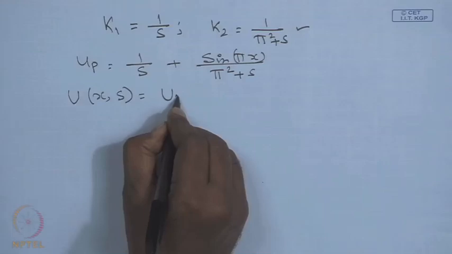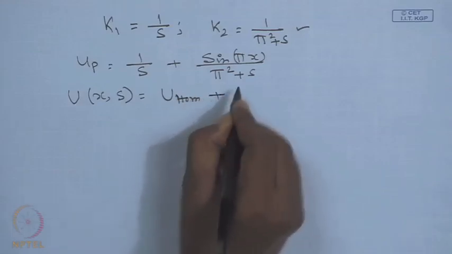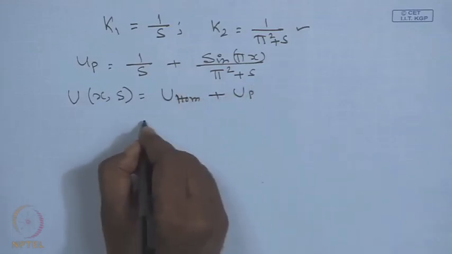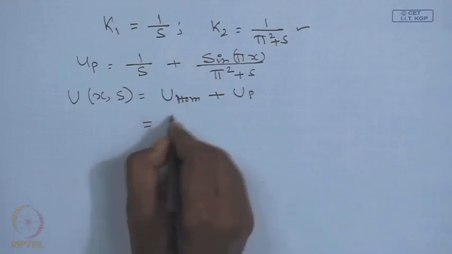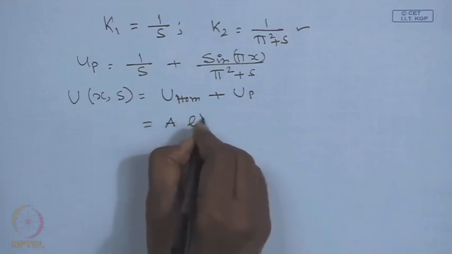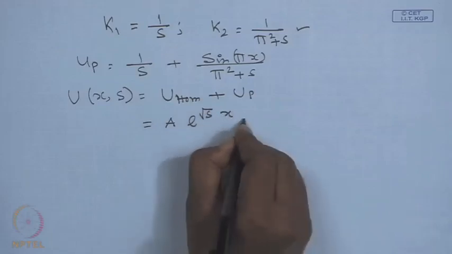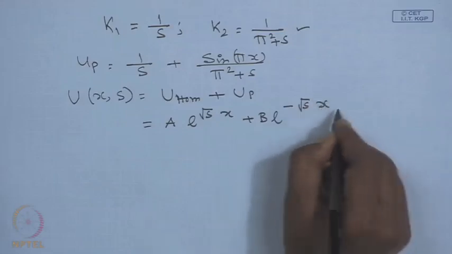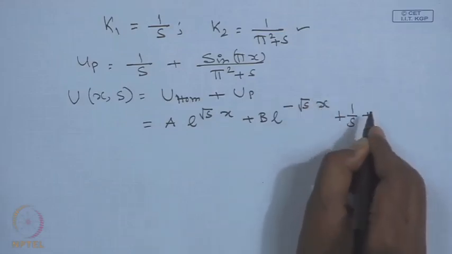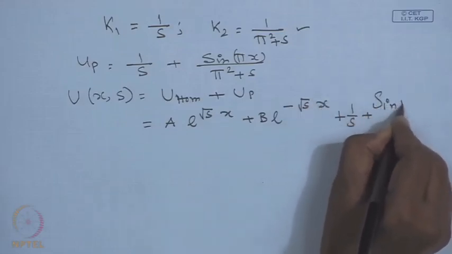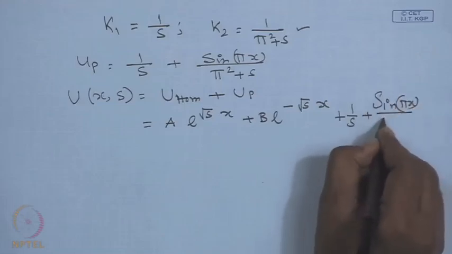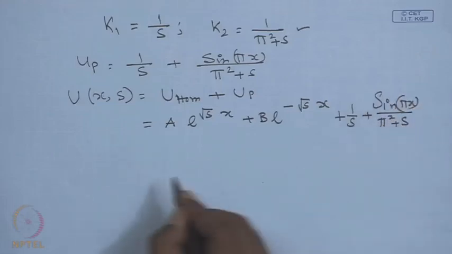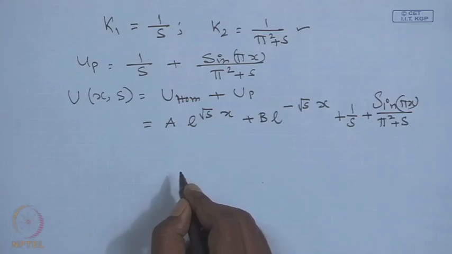So, we obtain the total U of x and s in the s space. This becomes u homogeneous plus u of p, which is equal to a e to the power root over s x plus b e to the power minus root over s x plus 1 over s plus sin pi x divided by pi square plus s. So, that is the complete solution of the problem U in x and s space.